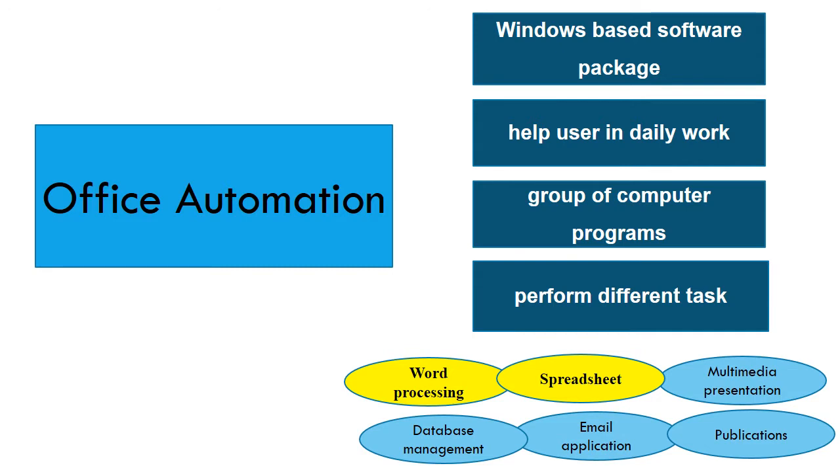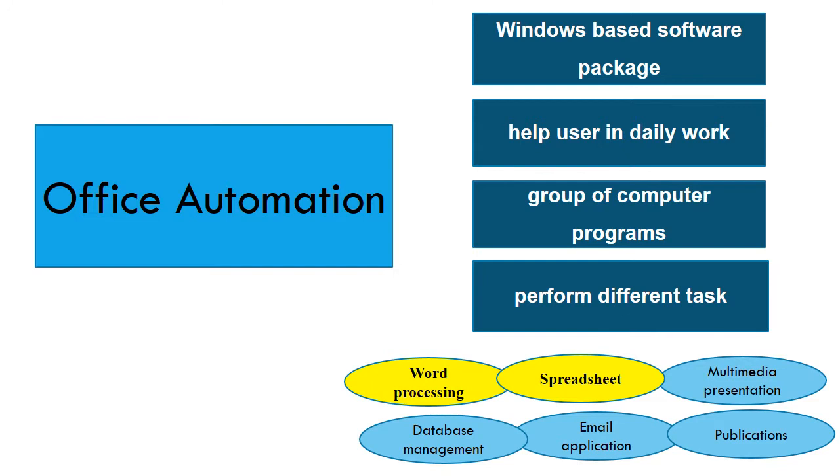Today we are going to start chapter number 3, that is Office Automation. As we have learned about Office Automation, it is a Windows based software package and it is basically a group of computer programs that help office workers and common users in their daily work. Basically, it can perform different tasks.